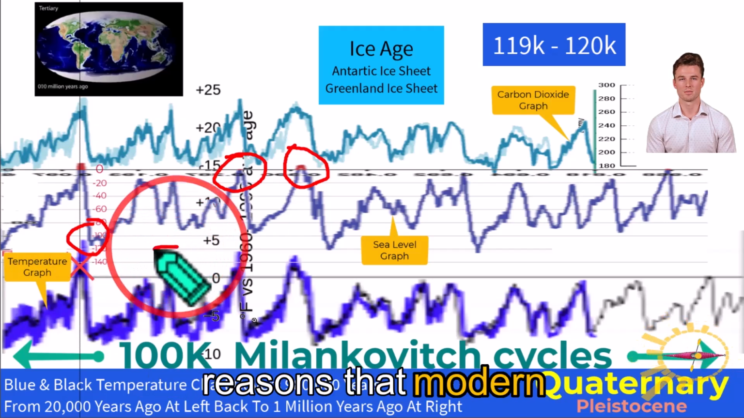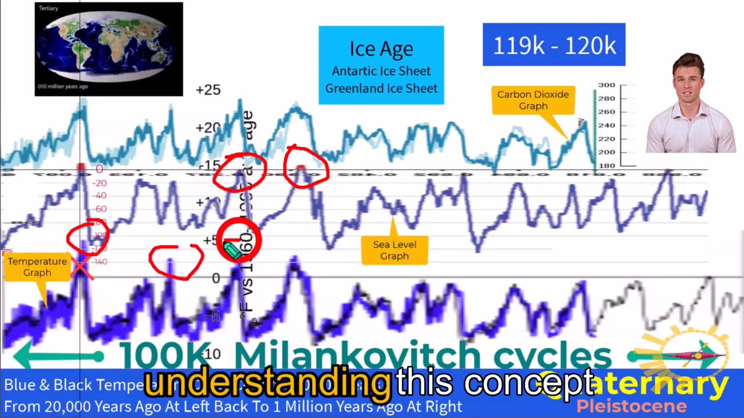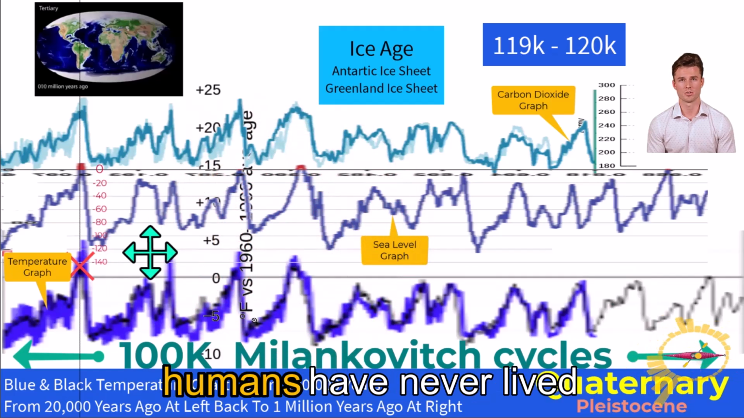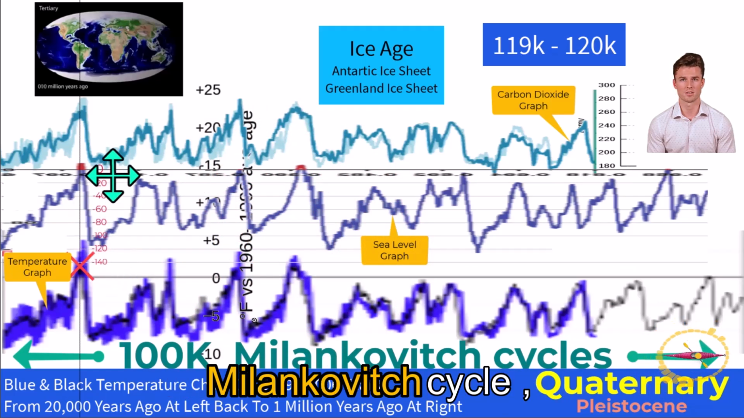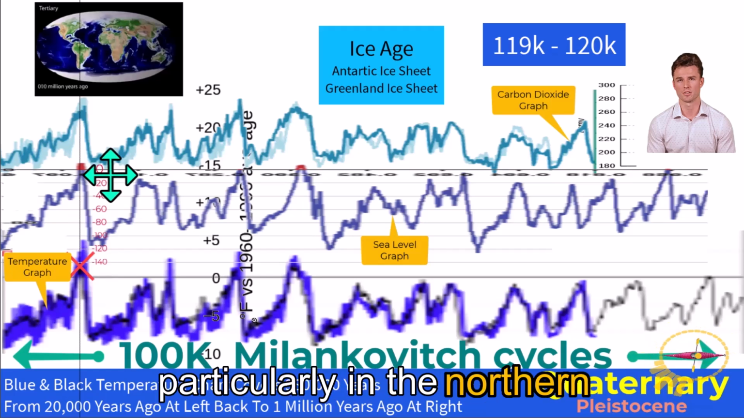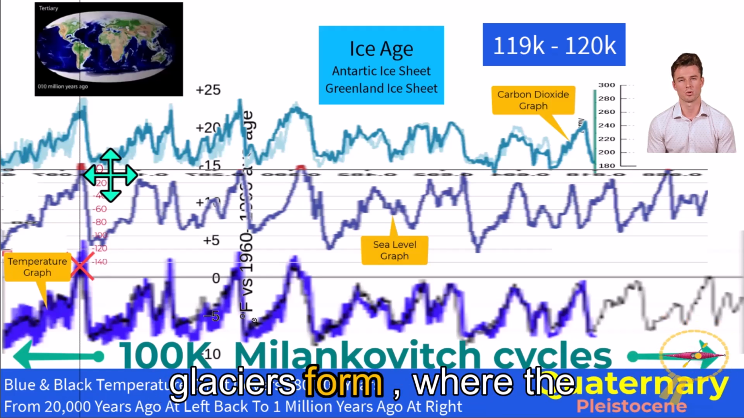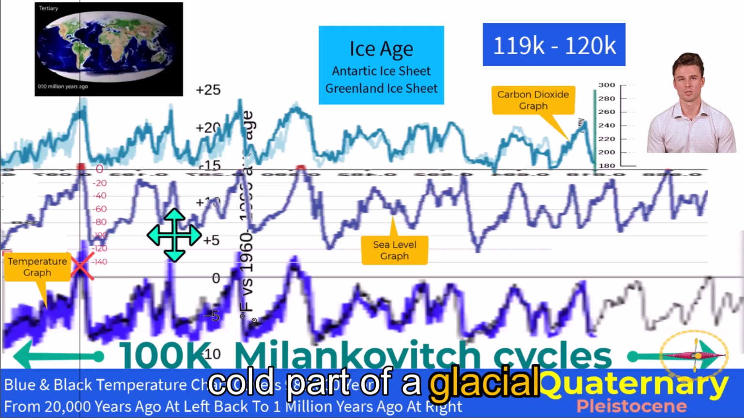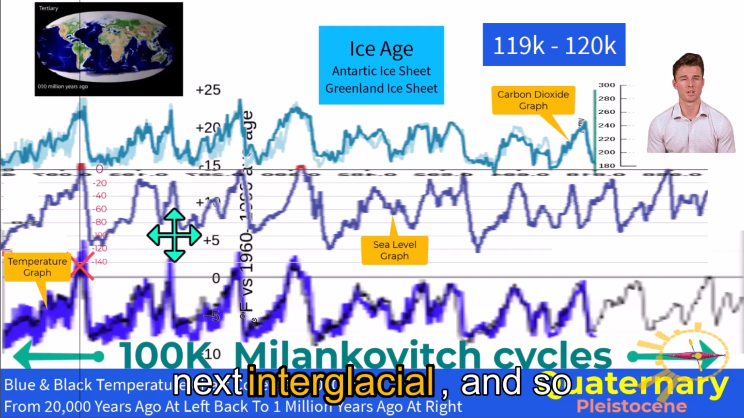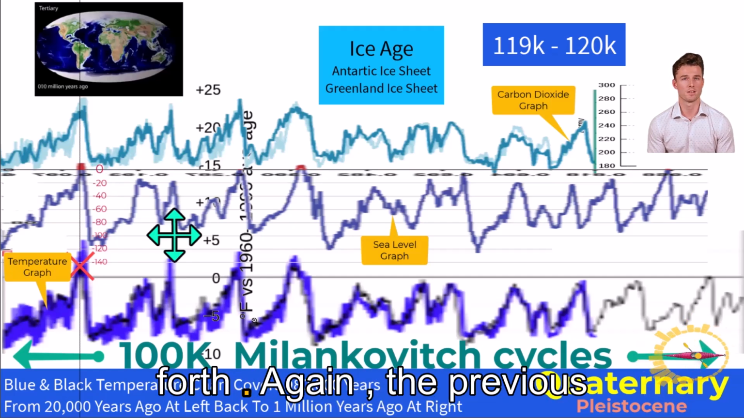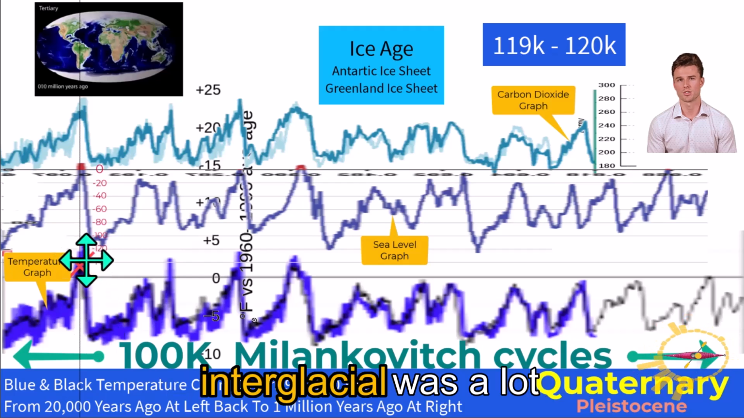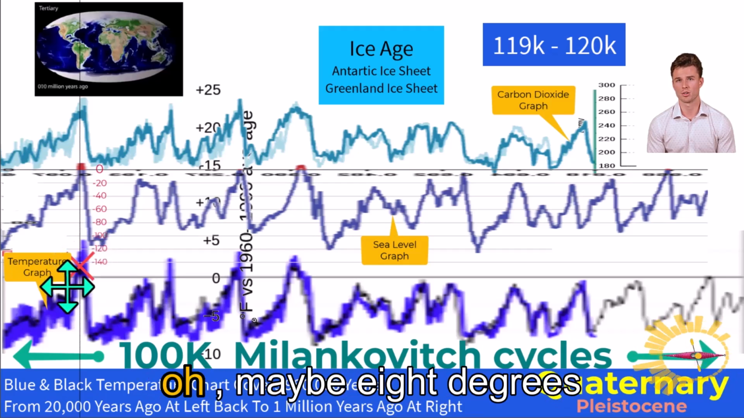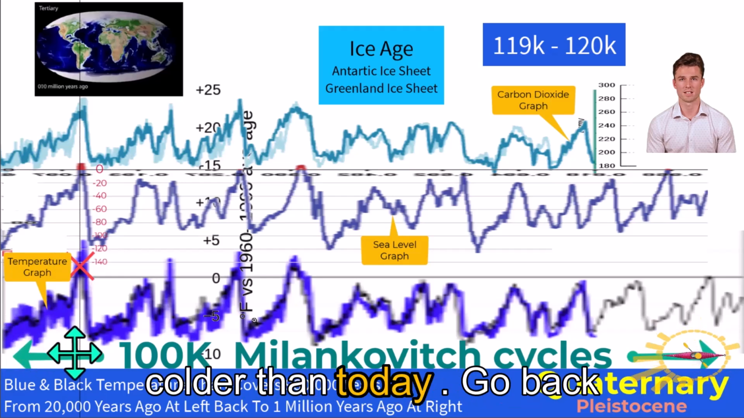Now one of the reasons that modern humans have a hard time understanding this concept is because we haven't been around that long. Modern humans have never lived through a complete Milankovitch cycle, particularly in the northern hemisphere, where lots of glaciers form, where the temperature went from warm interglacials to a very cold part of a glacial period, jumped up to a next interglacial, and so forth. Again, the previous interglacial was a lot warmer than today, and it dropped down to where the temperature was running maybe 8 degrees colder than today.